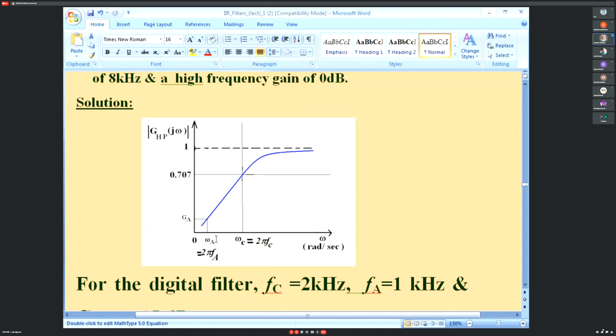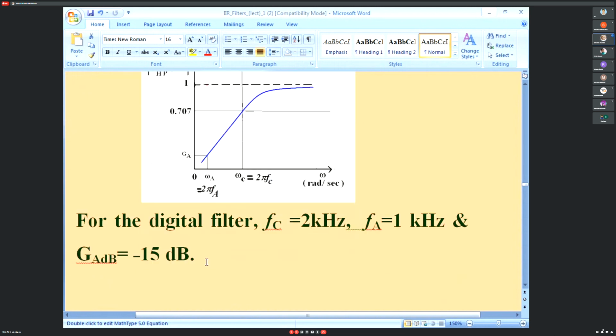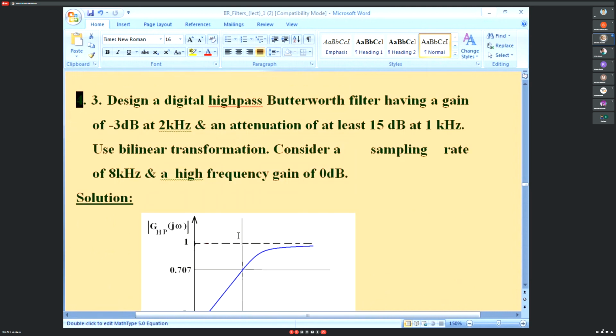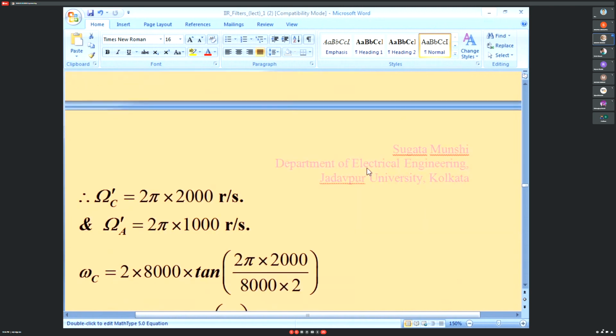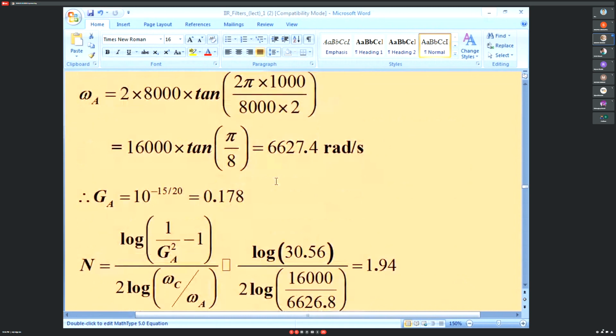According to the problem, FC is 2 kilohertz and FA is 1 kilohertz. The attenuation should be at least 15 dB. So if you consider the attenuation of 15 dB, the corresponding gain at that frequency 1 kilohertz should be minus 15 dB. All right. Minus 15 dB means GA is 0.178.